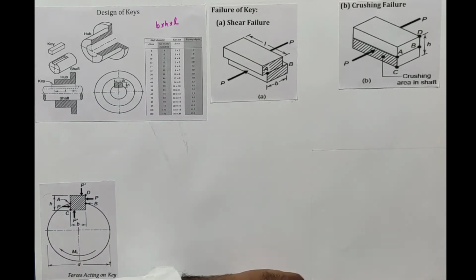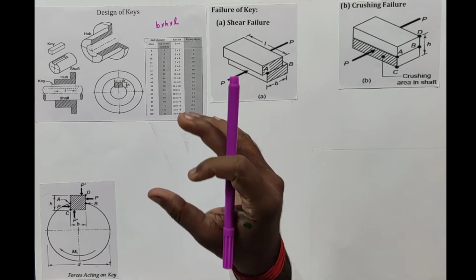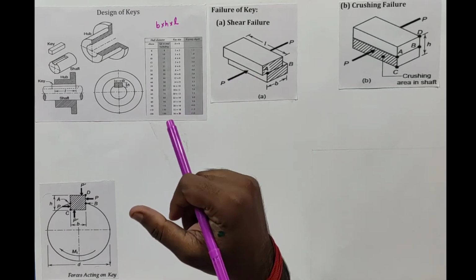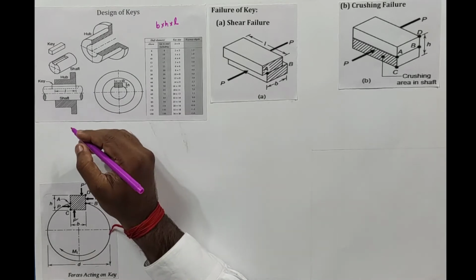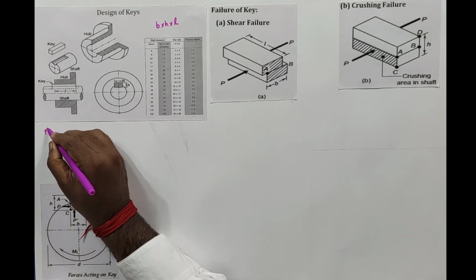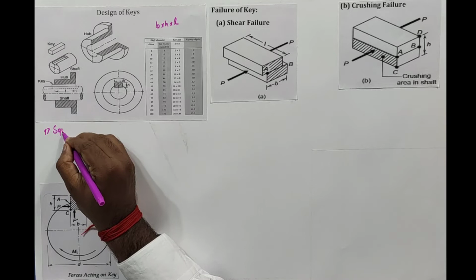But while designing, we have to consider the basic things. What are those? I'll tell you one by one. Before that, as I told you, in our syllabus there are only two types of key. First one is the square key.